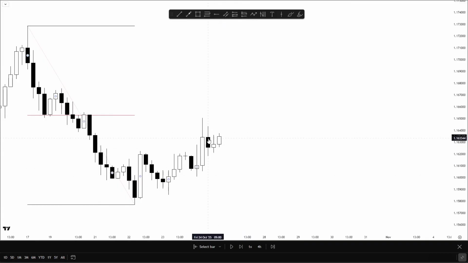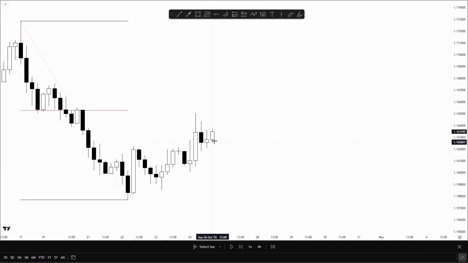The first thing I needed to do was to define an active dealing range in the direction of the higher time frame directional bias. The higher time frame directional bias is bullish, the drawn liquidity is higher, so I look for a bullish dealing range. The most recent expansion swing that we have is this move right here, so I'll take this expansion swing as my dealing range.